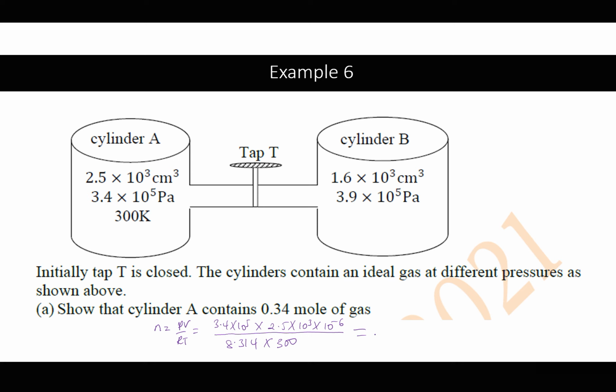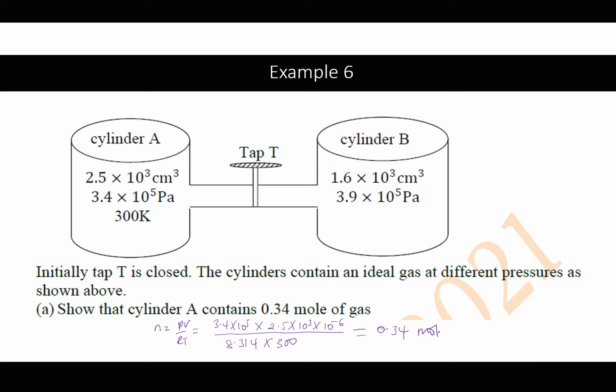Calculator 3.4 exponent 5 times 2.5 exponent negative 3 divided by 8.314 times 300. So this is giving me 0.34 to two significant figures. So that is the number of moles or the amount of the gas in cylinder A.